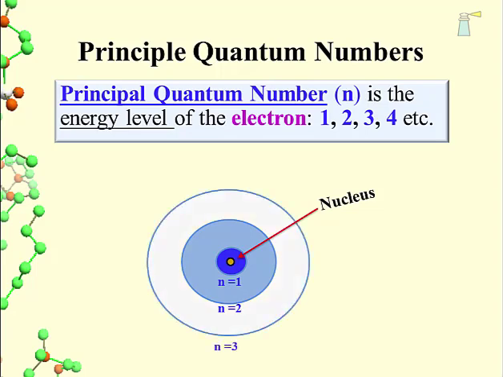The same follows for the n equals 3 shell. Atoms with an n equals 3 shell are larger than atoms with just an n equals 1 or 2 shell. Smaller shells are nested or located within larger shells. An atom with an n equals 3 shell will also have an n equals 1 and n equals 2 shell.